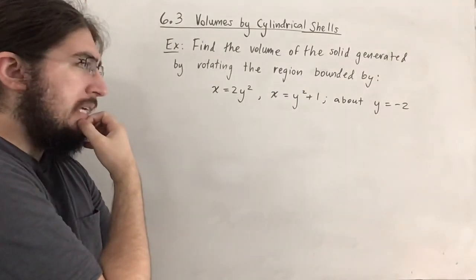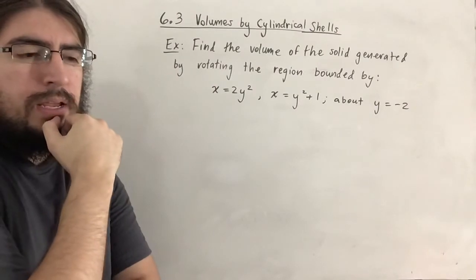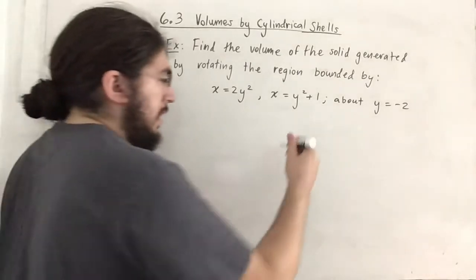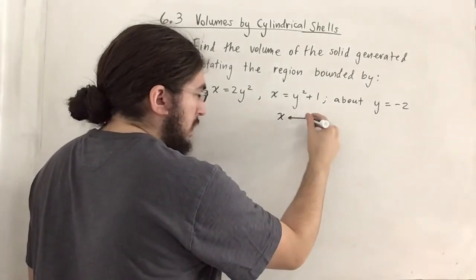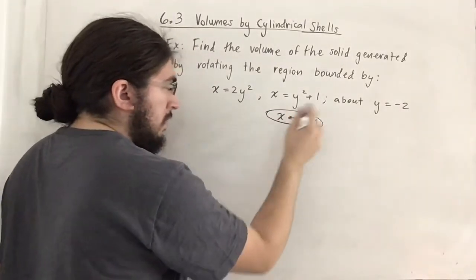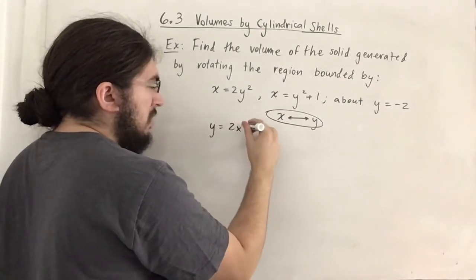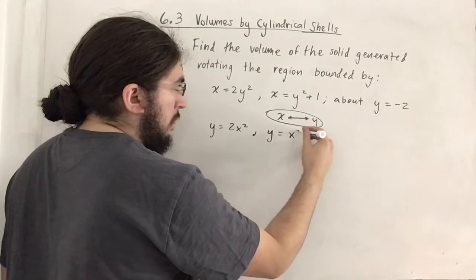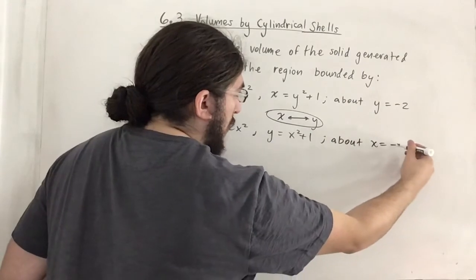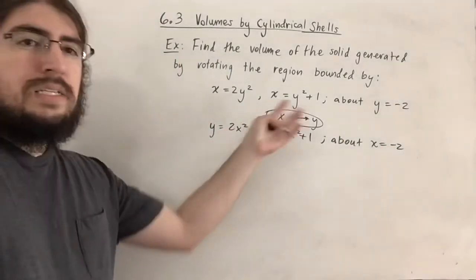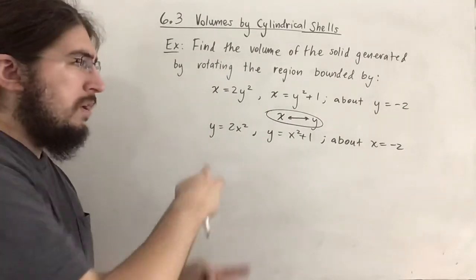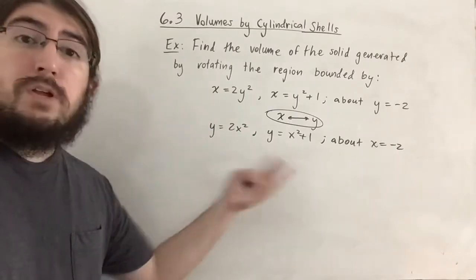But something I should say, and what I'm about to show you isn't an unpopular thing to do: we're not used to x in terms of y, so let's just swap x's and y's. Everywhere I see an x, I write a y instead, and vice versa. Applying this swap, we get y is equal to 2x squared, y is equal to x squared plus 1, and this is now about x equals -2. Doing this swap really just swaps the axes and you get the same shape. It's just rewording things so it's in a way we're used to.